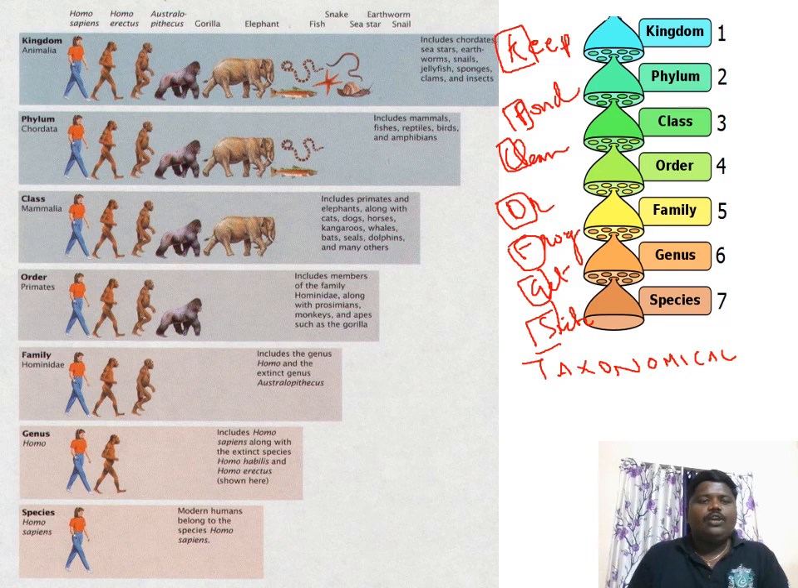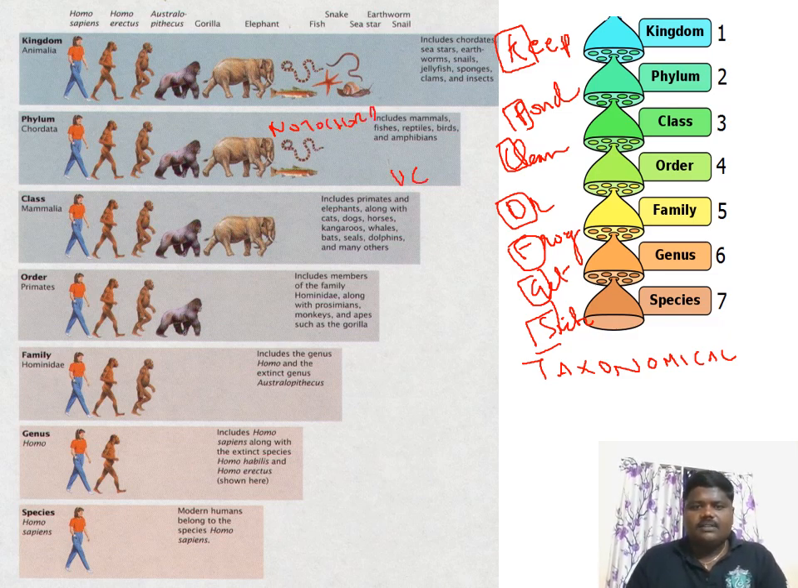Taking humans as an example, we are placed in kingdom Animalia. Along with us, kingdom Animalia includes all chordates, sea stars, earthworms, snails, jellyfish, sponges. It's a huge category, right? Moving on, what phylum do we belong to? We belong to the phylum called chordates. Chordates are those having a notochord. They have a notochord along their backbone.